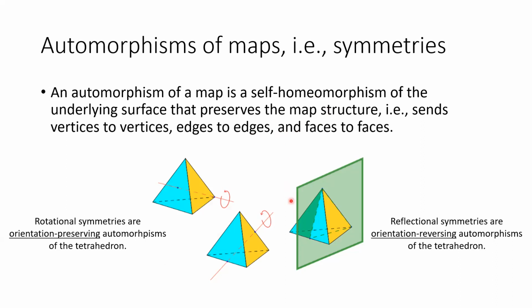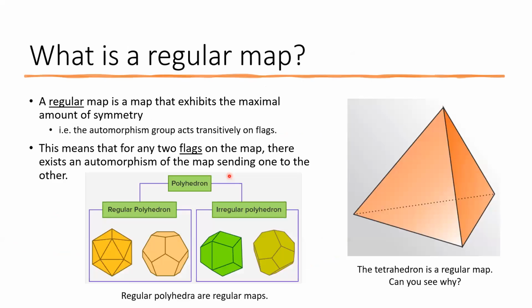So an automorphism of a map is a generalization of these symmetries of geometric objects. So it's a topological notion. And also we have that the rotational symmetries of the tetrahedron are orientation preserving automorphisms, while reflectional symmetries are orientation reversing automorphisms. So now I can finally get to what is a regular map.